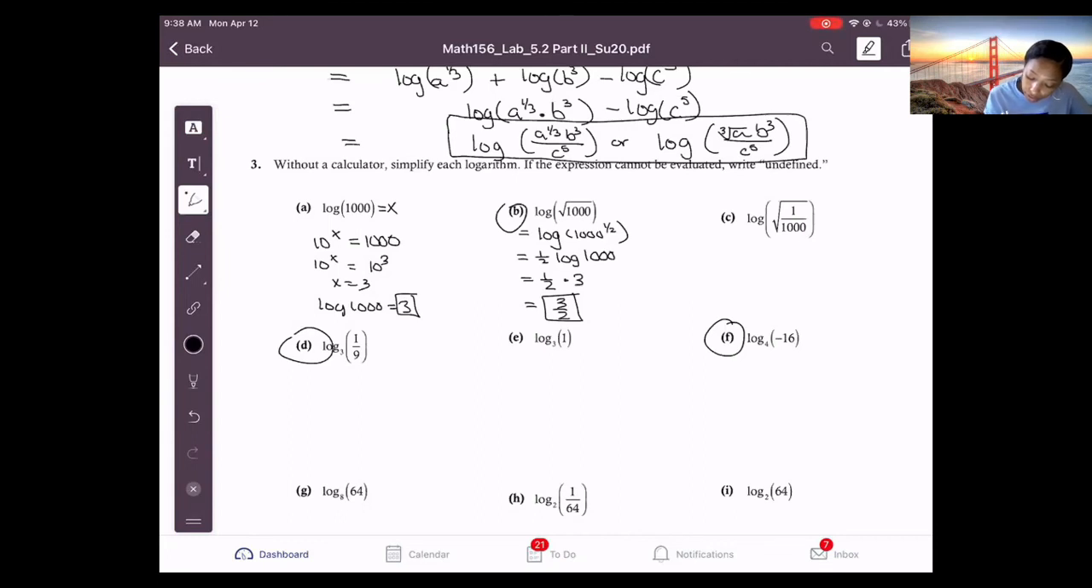For part D, log base 3 of 1/9. I'm going to set this equal to x. This is saying 3 to the x power is 1 over 9. Okay, remember 1/9, well, 9 is 3 squared, so 1 over 9 would be 3 to the negative 2nd power. So x must be equal to -2 here. And that tells us that our logarithm, log base 3 of 1/9, is -2.